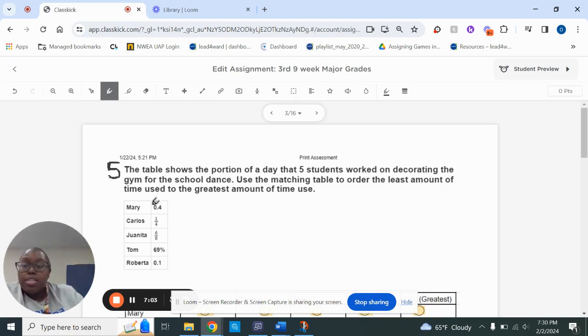So we have this table, we have 5 people. We have a decimal here, a fraction, a percent, and a decimal. Once again, it is easier to order things when they are all one form. So I would suggest you turn everything into a fraction or a decimal or a percent. Out of the 3 I just said, it would be preferred if you turn things into decimals or percents.